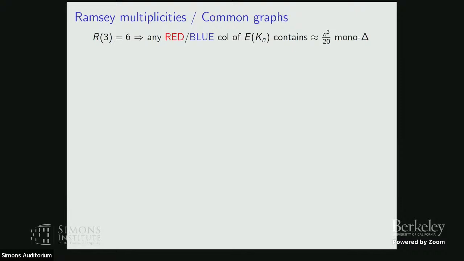So far, I've said only one inequality of this R(3) equals 6. Also, there is a coloring of a 5-vertex complete graph that has no monochromatic triangle. So this 6 is in a way best possible. But if you give me a large complete graph, we now know that you see at least one monochromatic triangle.